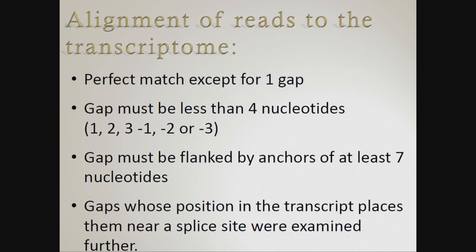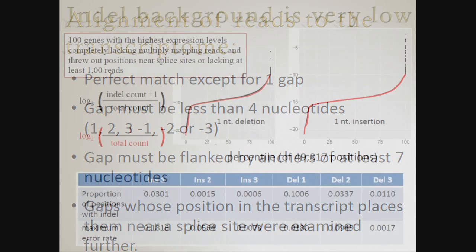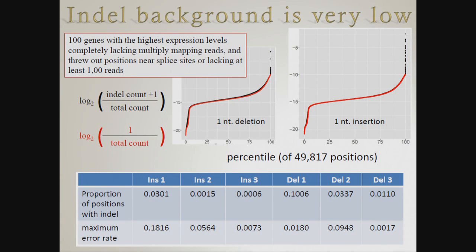Okay, so looking at this, the next slide shows the background rate of indel reads in RNA-seq. These could be due either to errors during reverse transcription, errors during sequencing, or misannotations in the genome. The red line shows you 1 over the total counts, and the black line shows you the distribution of reads with indels, and you can see that there's an extremely low rate of indels of this kind.